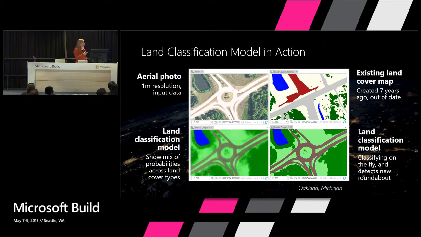And on the bottom is what our algorithm produced. On the bottom left-hand side is a land classification model that shows a mixture of probabilities across types. We have different formats where you can get a mixture of the various probabilities, or you can softmax it, and that's what you get on the right, which gives you the most likely prediction. Given that image, you can just pass it in and get that right back on the fly, very quickly and very easily.